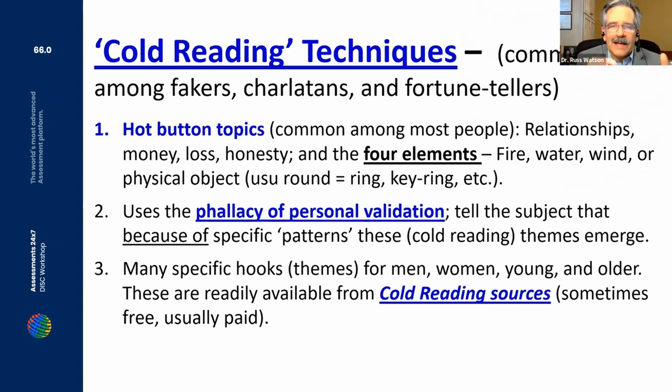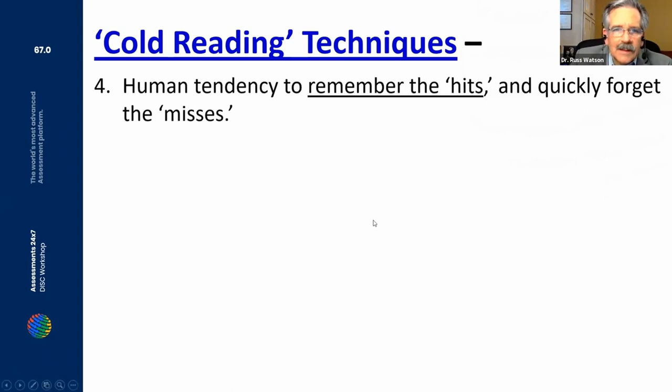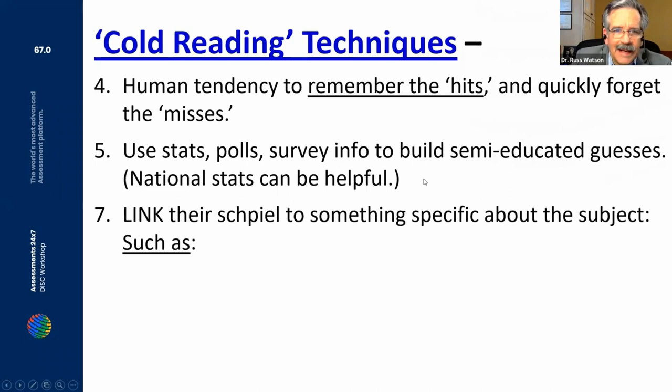Women have a lot of water accidents. As a girl is learning to swim, she might have got disoriented underwater and think, oh, I'm afraid I'm going to drown. That happens around sixth, seventh, eighth grade girls. Those are simply statistics. They're from cold reading sources. They're usually free, and you can buy high quality lists. Human tendency, we remember the hits, we forget the misses. It uses stats to build some semi-educated guesses.